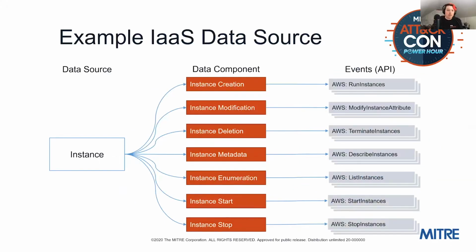So here's an example of what the instance data source may look like. Shout out to Matt Bajek on the Attack team who did a lot of this work. So we have the data source on the left, which is instance in this case. Then we have multiple data components that basically consist of operations on that data source. And then you can map one or more relevant events to each data component based on the cloud service provider or SaaS provider's offerings. Obviously, we still have a lot of work to do in this area as a team, but we really wanted to get you all a sneak peek so you know what our plans are here.